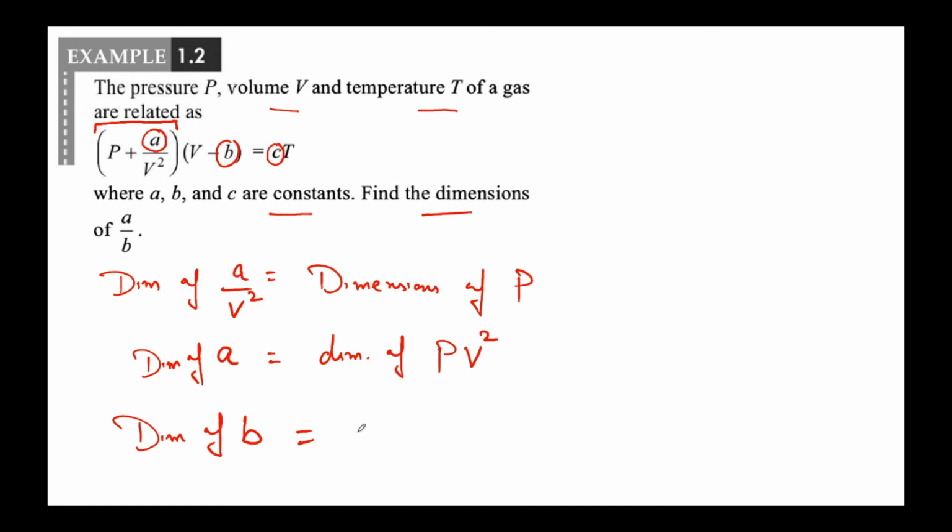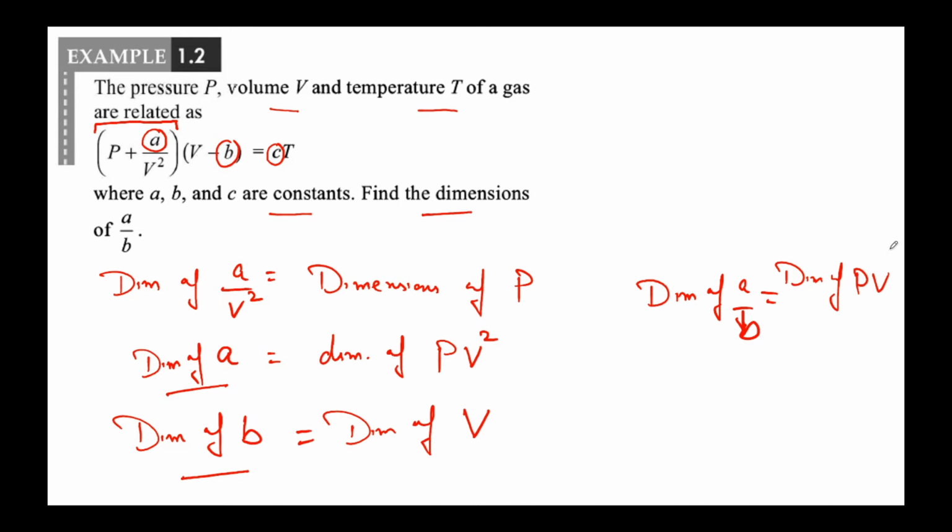Similarly we can find the dimensions of constant b, which will be equal to the dimensions of v. From the v minus b expression, putting the values of the dimensions of a and b, when we divide the dimensions of a over b, that will be equal to the dimensions of P V square over the dimensions of v. So what does it mean? That is equal to the dimensions of P into V.